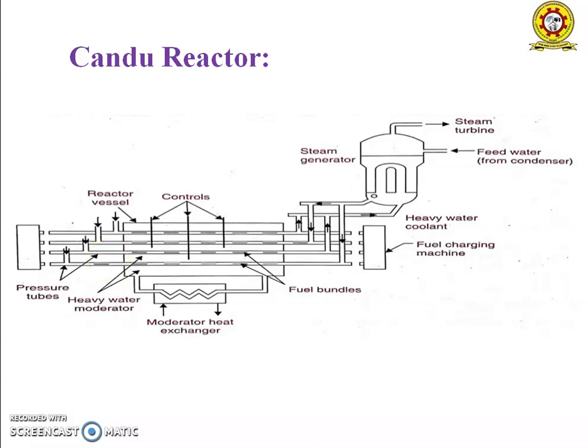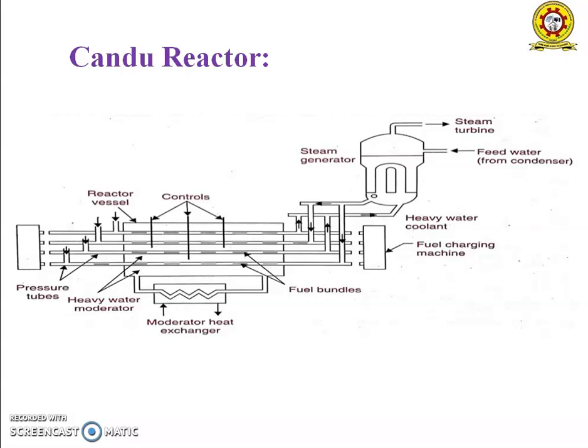where the coolant flow is opposite in the adjacent channels. So the heavy water passes in this direction, and the coolant is passing in the opposite direction. In this reactor, the refueling is carried out while the reactor is operating, and neutron absorbing rods of cadmium are provided for control and protection of the reactor.